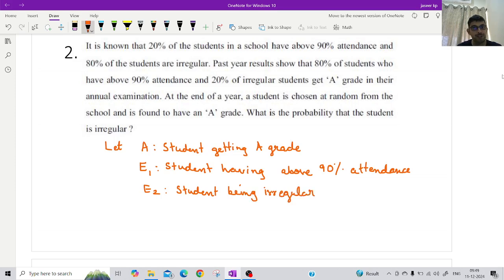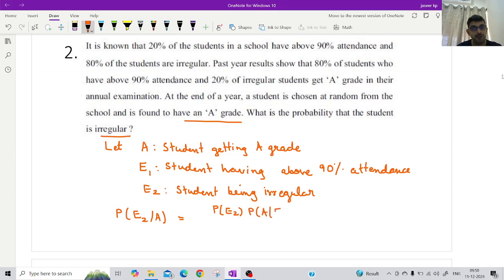Now come to the question. A student has been found to have an A grade. What is the probability that the student is irregular? So we will have to find the probability of E2 given A. A has already occurred, so due to E2, E2 will come in the numerator.